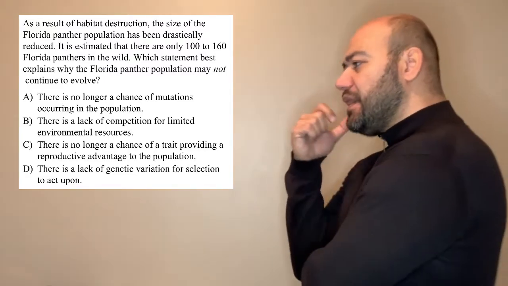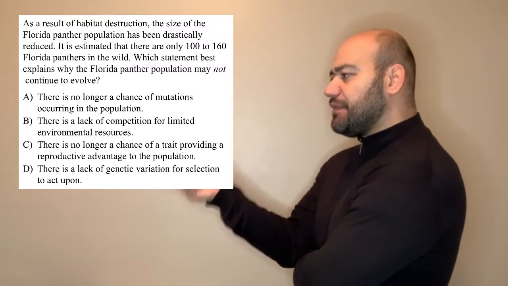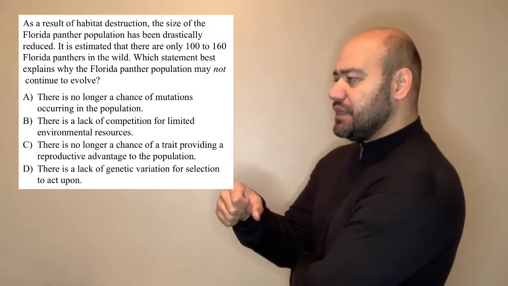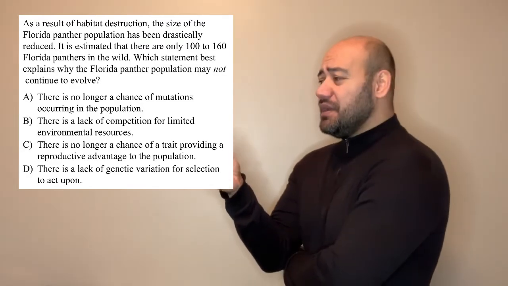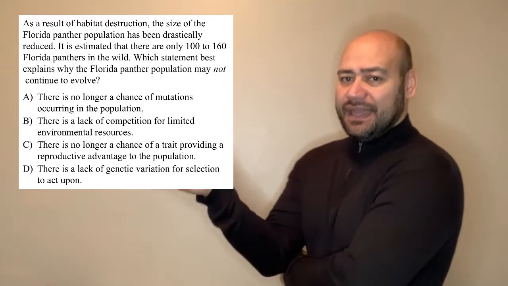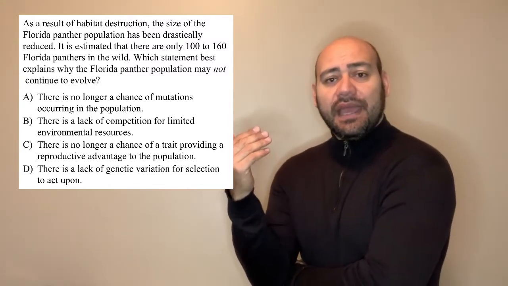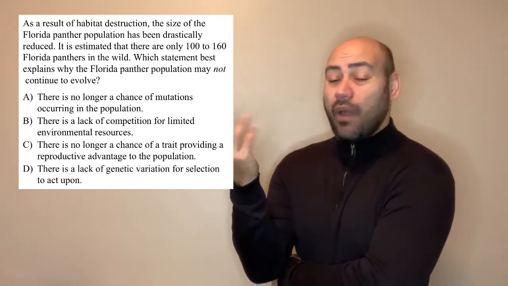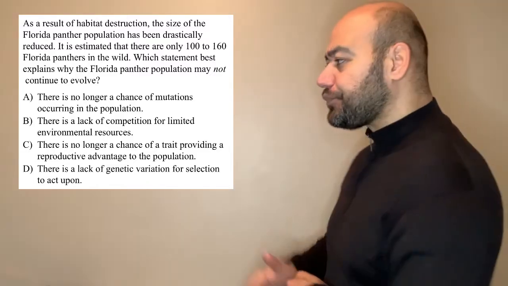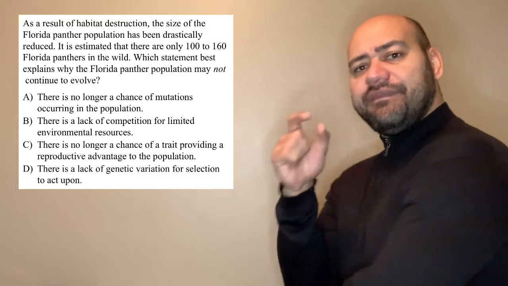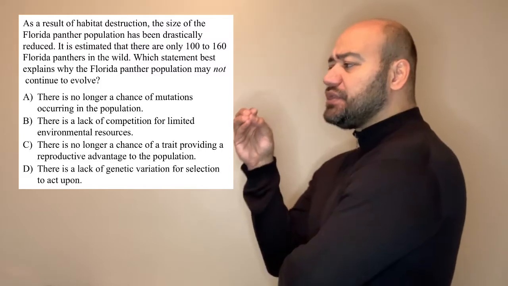C, there is no longer a chance. Again, it's about a chance of a trait providing a reproductive advantage to the population. So I don't know, again, I don't know what they're talking about. There's no longer a chance. I don't like that. So before I let this statement mess up my mind, and before I start really thinking about it, I want to move on, okay? I may come back to it, I'm just going to pause that. Let's move on to D. There is a lack of genetic variation. Whoa, I'm here, pick me, I have the right answer. For selection to act upon.